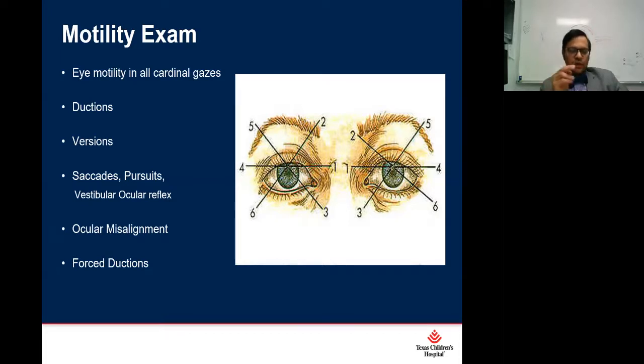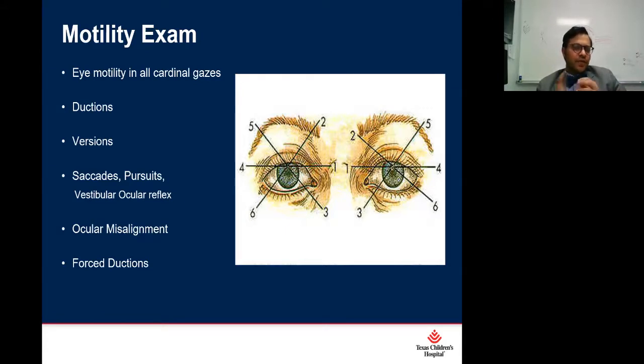Pursuits is slow, and it should be smooth, and it should be nice tracking of both eyes in conjunction together. If there's any pathology, there's either a delay between both eyes, or there is a cogwheeling, sort of. It's not a smooth movement, okay? So of the eyes, if you see pathology.